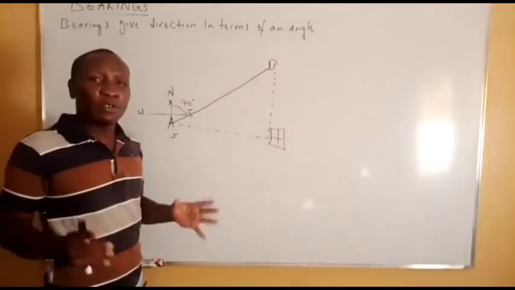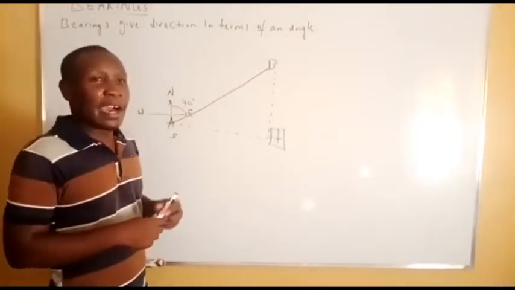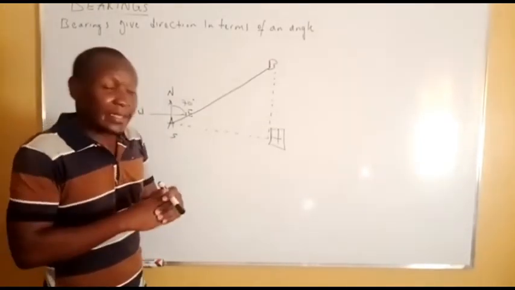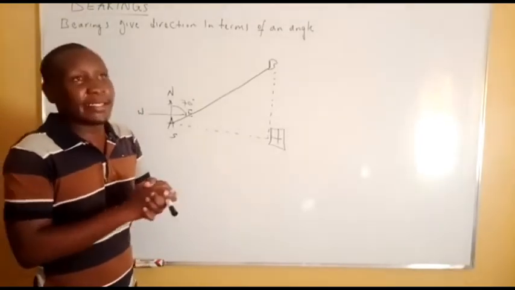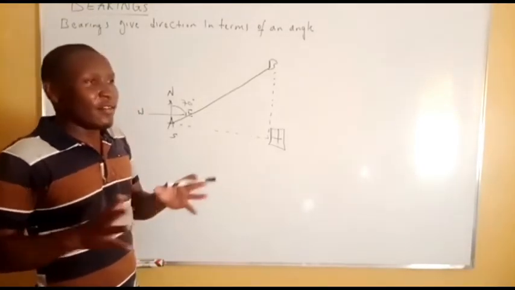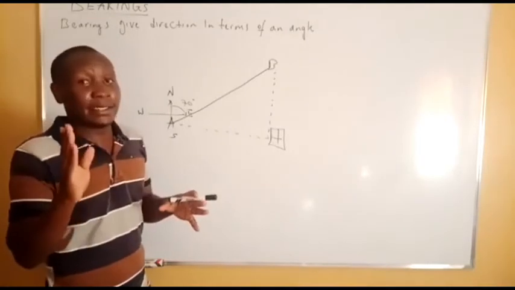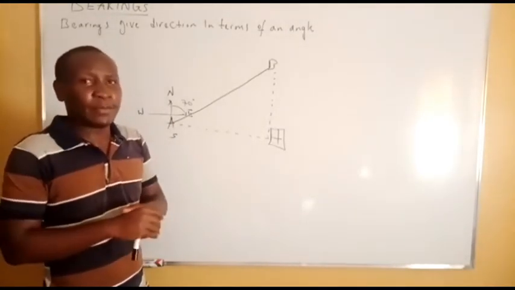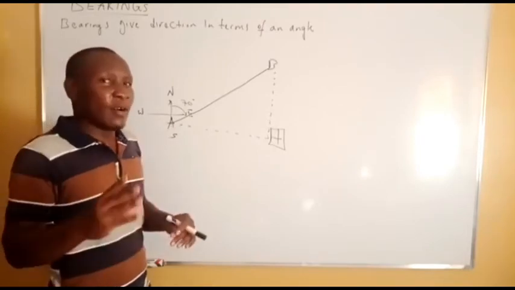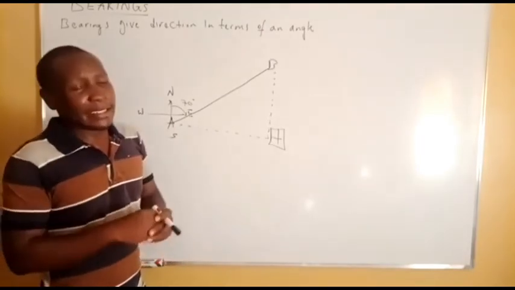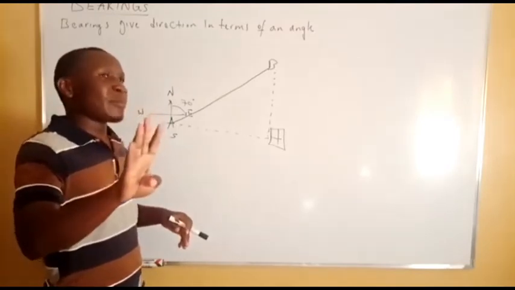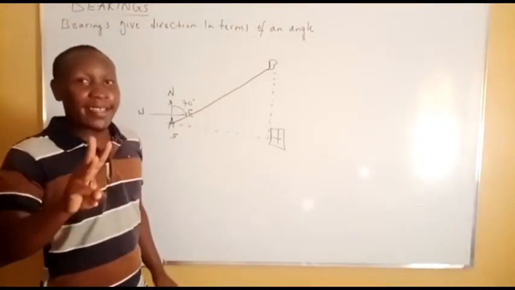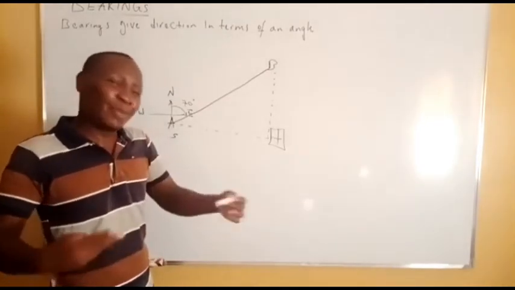Now, how do we write bearings? There are 2 ways for you to write bearings, but for us, we'll discuss one. That is the 3-figure bearing. A 3-figure bearing means that the angle should have 3 figures. That's why it's named 3-figure bearing.